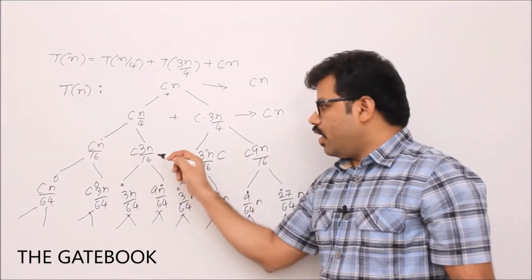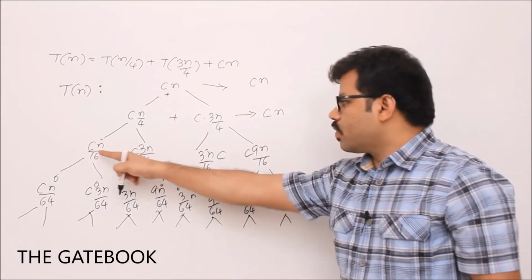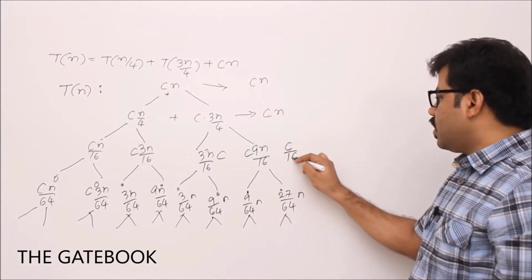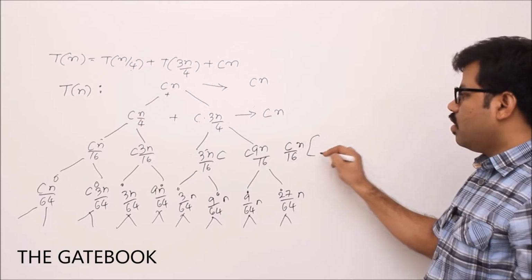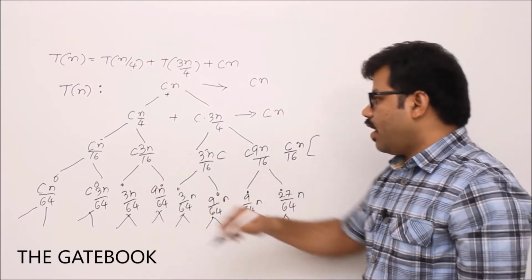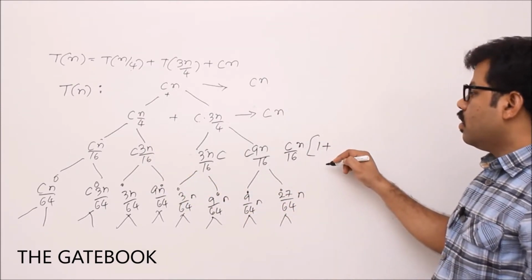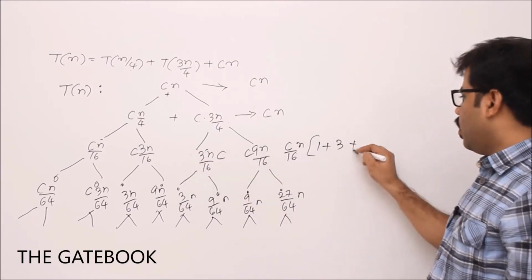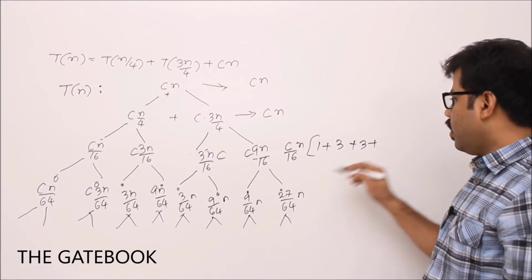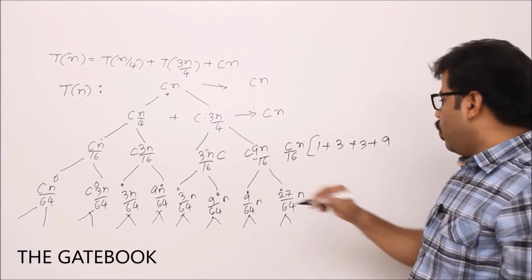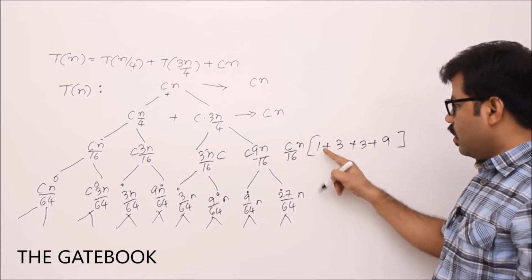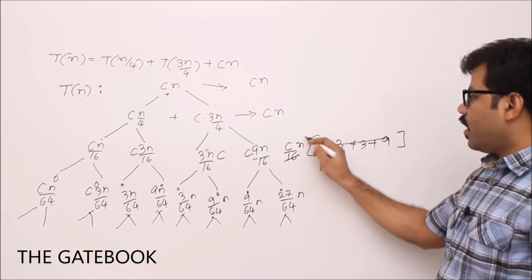Now if you see in this level, let me take C and 16 common. If I take C by 16 and n also common, what you get? We have 1 plus 3 plus 3 plus 9, correct? So we have finally 4. 9 plus 3 is 12, 12 plus 3 is 15, 15 plus 1 is 16. 16 gets cancelled, you get again Cn.